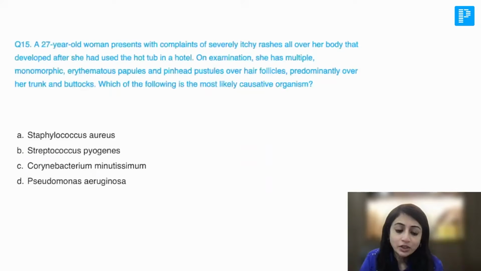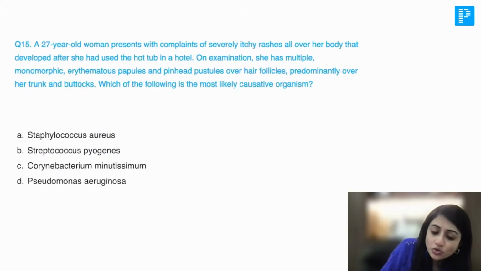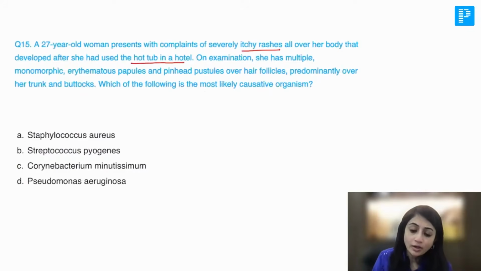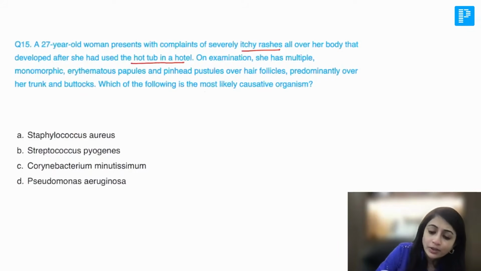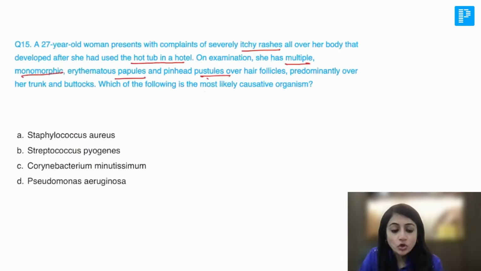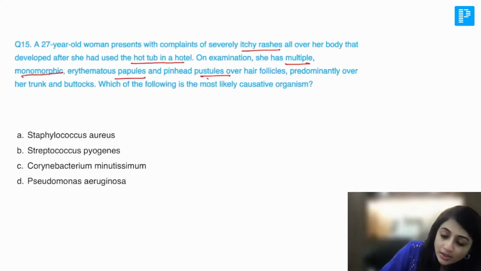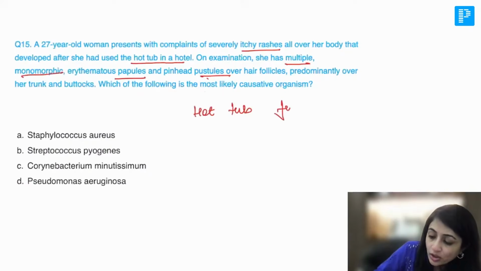A 27-year-old woman presents with complaints of severely itchy rashes all over her body that developed after she used a hot tub in a hotel. So itchy rashes with hot tub in the hotel. You have multiple monomorphic papules with pustules predominantly over trunk and buttocks. Which is the most likely causative organism? So this is hot tub folliculitis. Hot tub folliculitis typically presents like this.